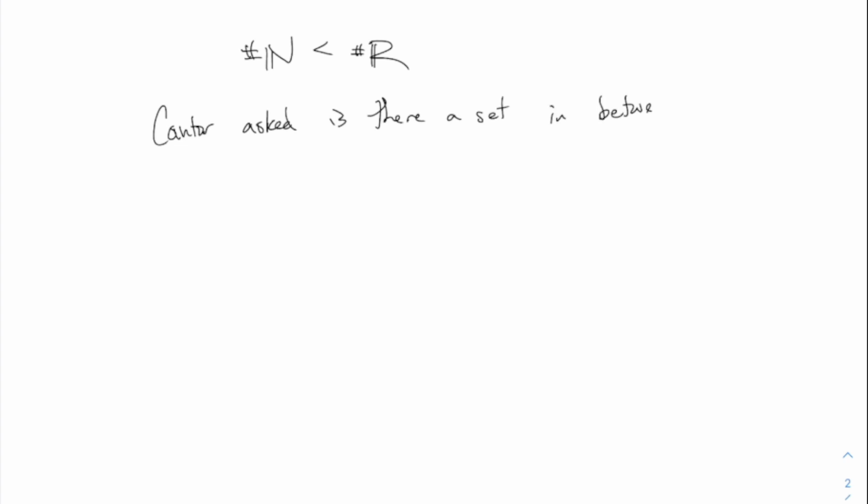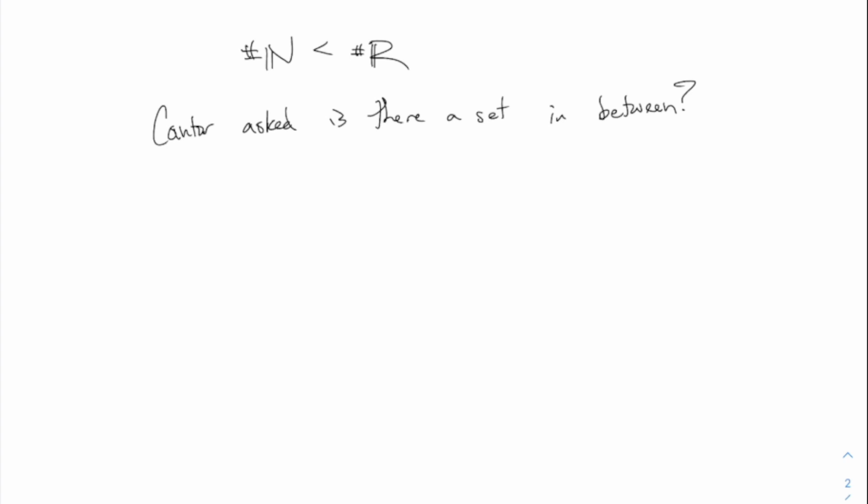A big question that arose after all of this business. So we know Cantor demonstrated that the size of N is less than the size of R. And a question that was immediately raised by Cantor himself, Cantor asked, is there a set in between? Is there some other cardinality which is bigger than N but less than R?